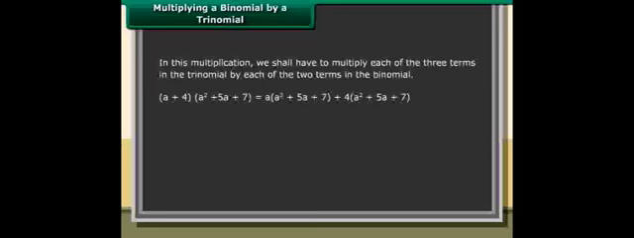Multiplying a binomial by a trinomial. In this multiplication, we shall have to multiply each of the 3 terms in the trinomial by each of the 2 terms in the binomial. a plus 4 into a square plus 5a plus 7 is equal to a into a square plus 5a plus 7 plus 4 into a square plus 5a plus 7, which is equal to a cube plus 5a square plus 7a plus 4a square plus 20a plus 28, which equals a cube plus 9a square plus 27a plus 28.